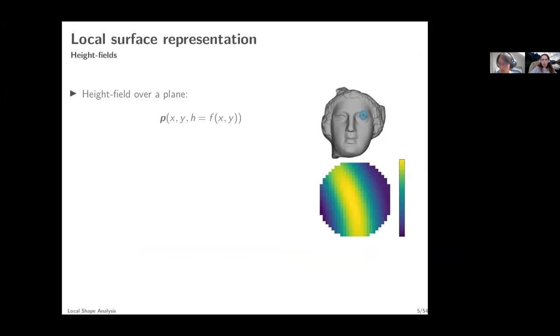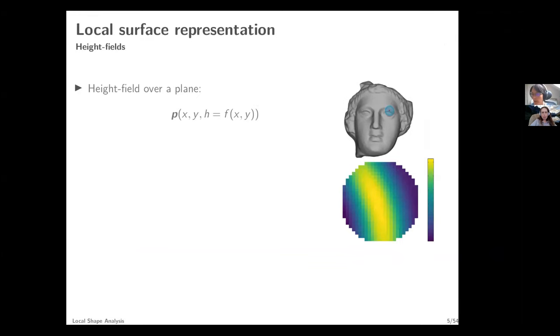There are many ways to represent the surface locally. Maybe the most straightforward one is to represent the surface as a height field over a plane. We know it's possible because of our own assumptions. So we can just express the surface locally as a function h of x and y, and represent this function by sampling it on a regular pattern. For example, that's what I did here. It brings us closer to an image processing case because we map a local neighborhood to a local image.